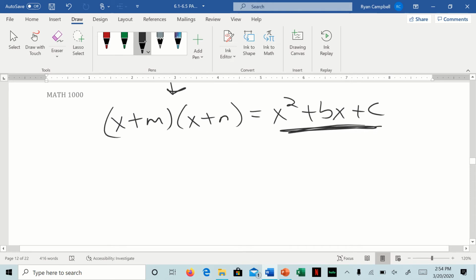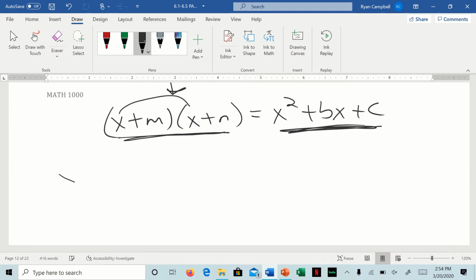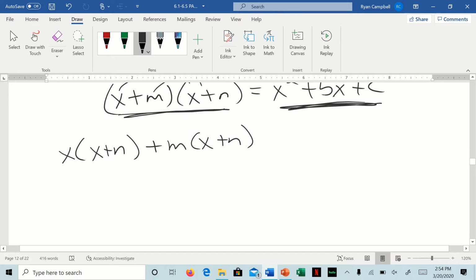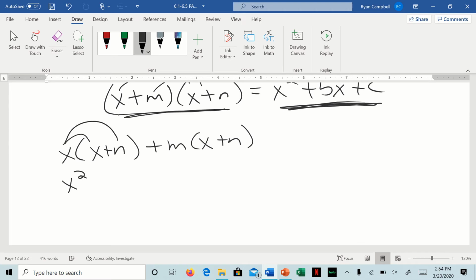So if we just multiply this out normally, remember this is going to be x times x plus n plus m times x plus n. Just kind of a distribution and then distribute again. So x times x is x squared, x times n is nx, m times x is mx, m times n is mn.